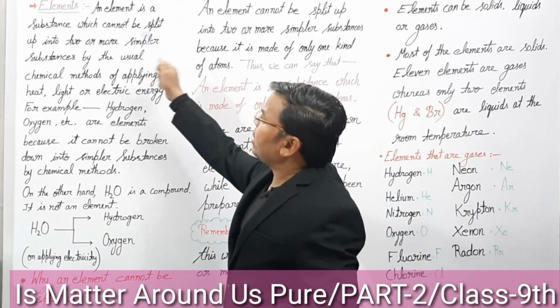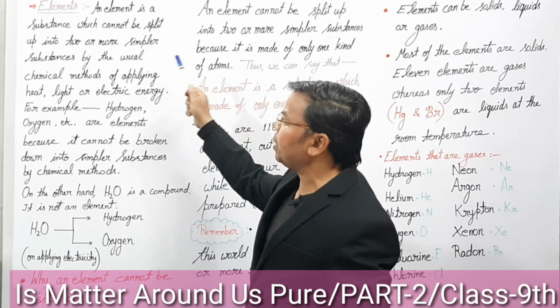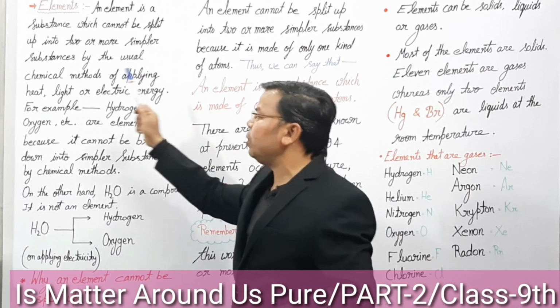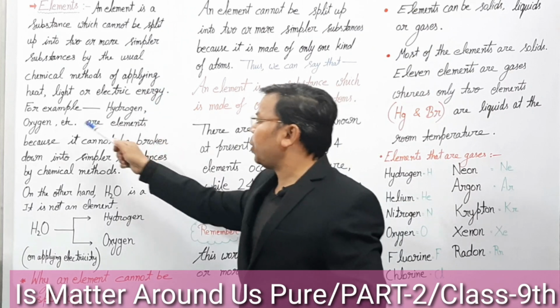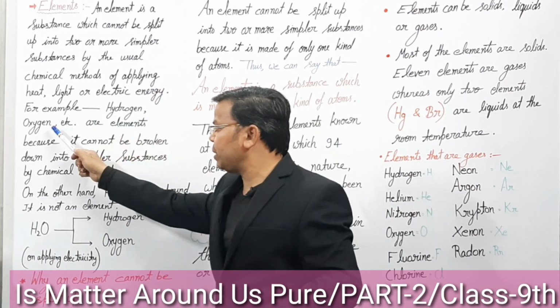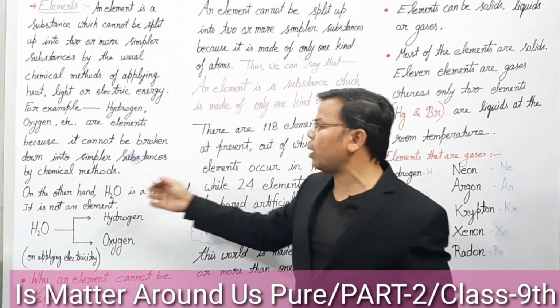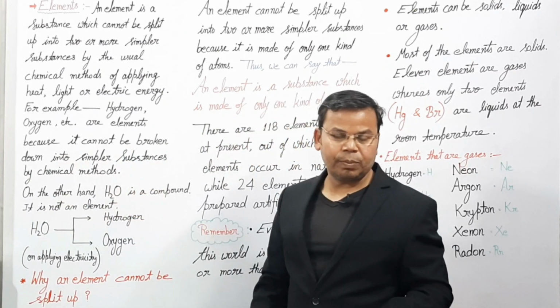An element is a substance which cannot be split up into two or more simpler substances by the usual chemical methods of applying heat, light or electric energy. For example, hydrogen, oxygen, etc. are elements because they cannot be broken down into simpler substances by chemical methods.